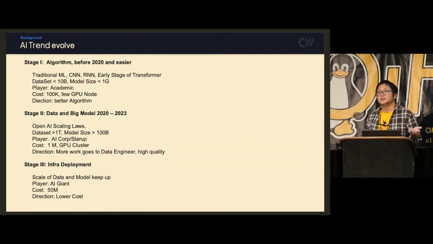That quite limited the people who can do this kind of work. Academia, the university definitely couldn't afford it. Small companies couldn't afford it either. So now it's only limited to the giant AI companies like Meta, Google, all these kinds of companies. And it also changed AI development.